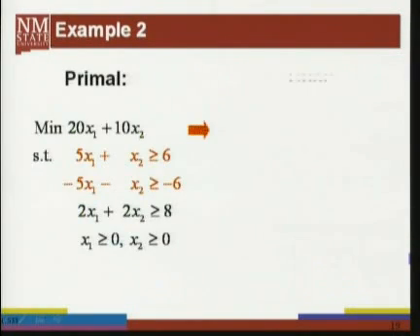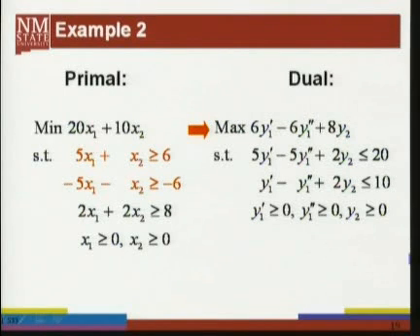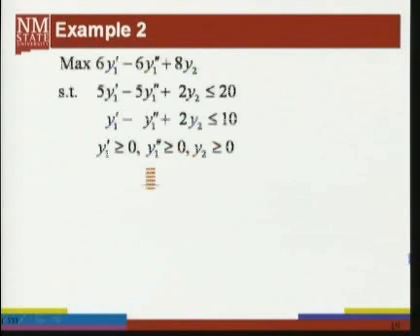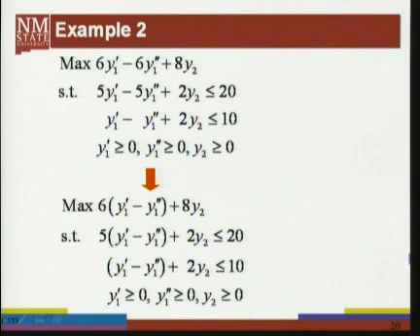Now we can write a dual problem. We have chosen to name our dual variables not y1, y2, and y3, but y1 prime, y1 double prime, and y2, because the first two constraints in the primal problem come from only one equality constraint, right? And notice that the pair of dual variables, y1 prime and y1 double prime, always appear with opposite signs.